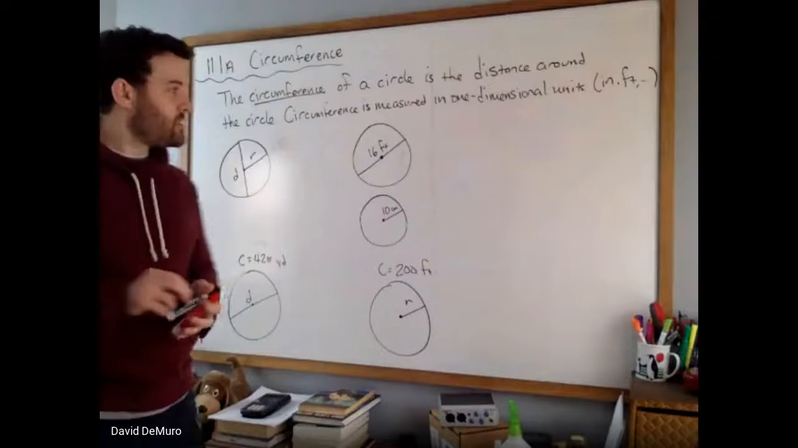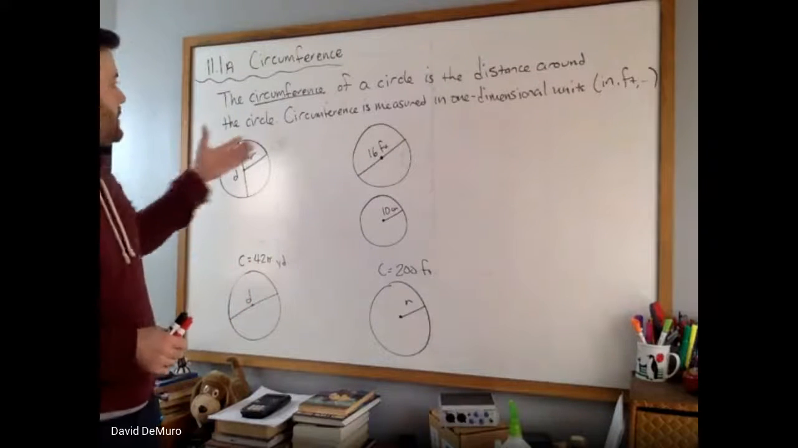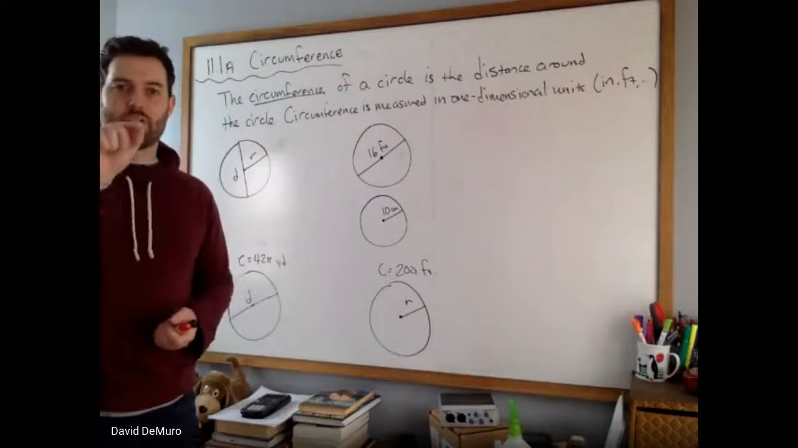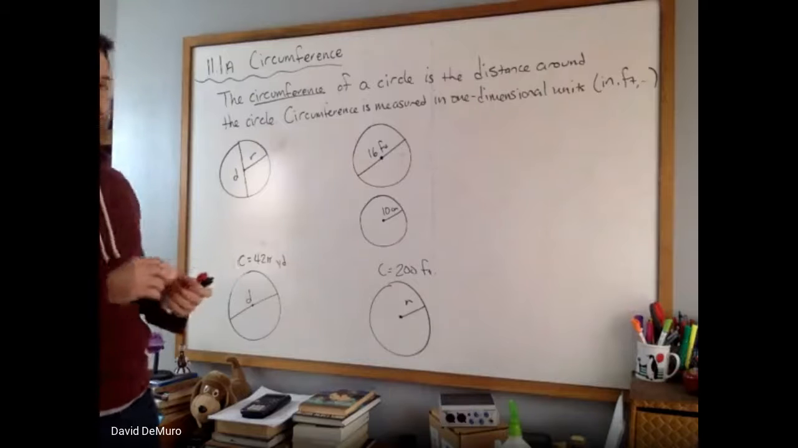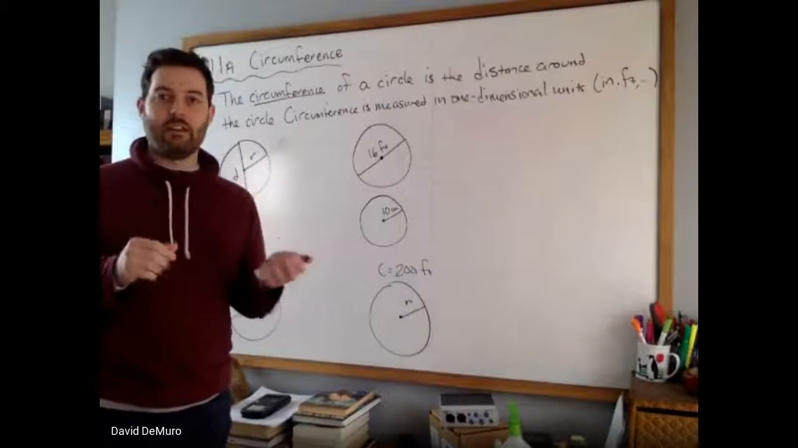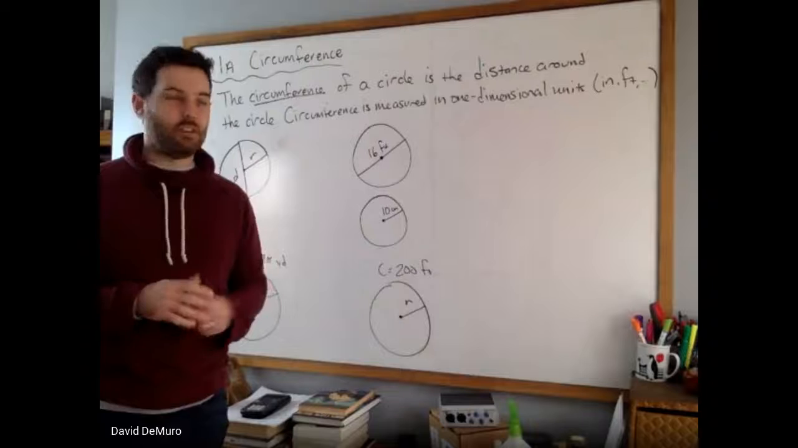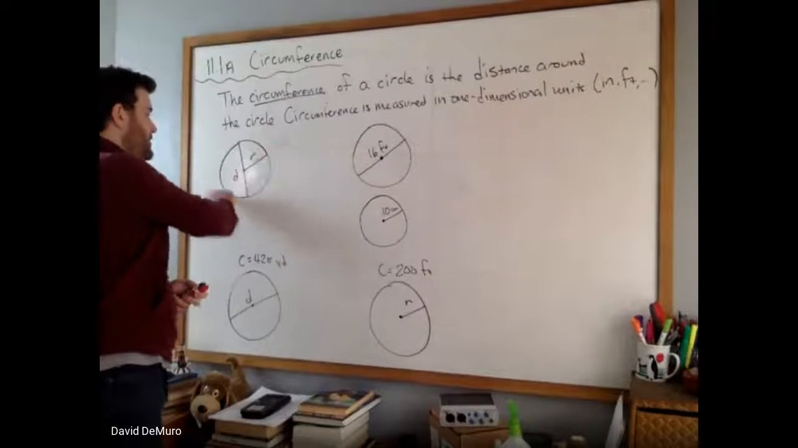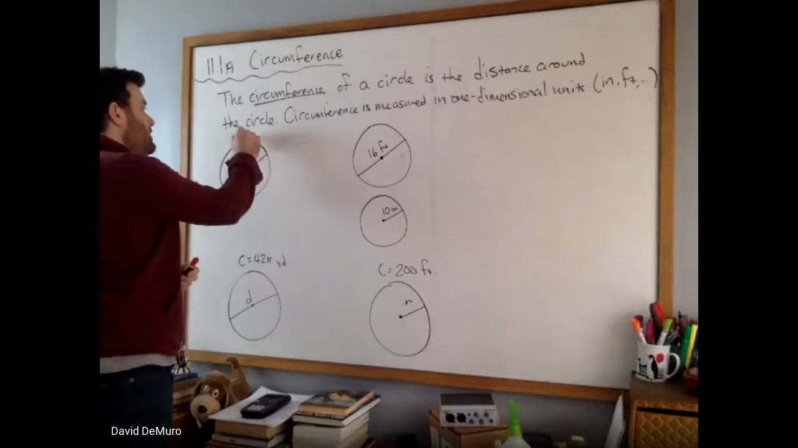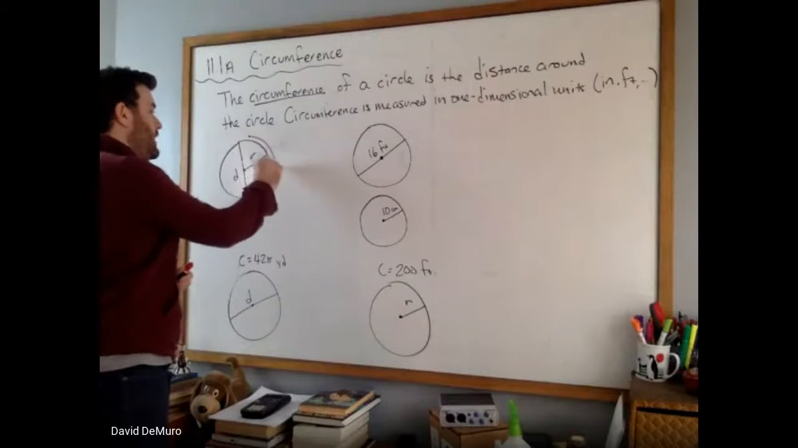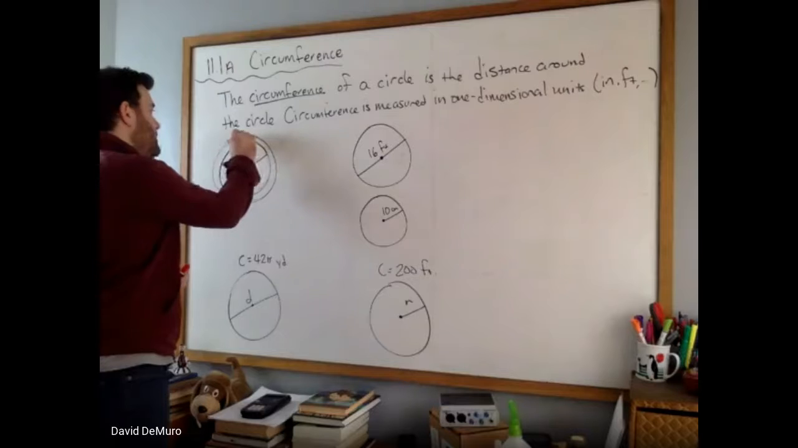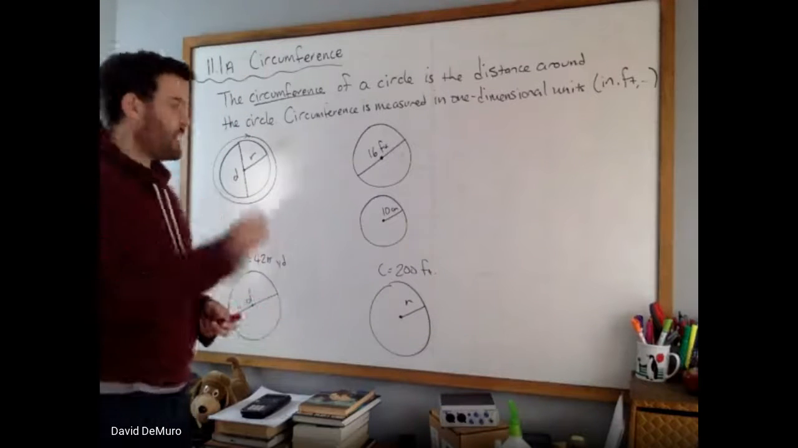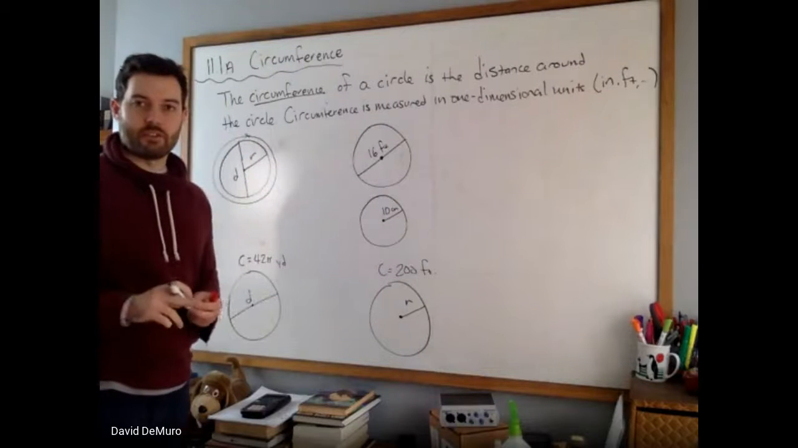So first things first, the definition is that the circumference of a circle is the distance around the outside of the circle. And because it's measuring a distance or length, it's really a one-dimensional unit like inches or feet. It's the distance around the circle. If you were to start here and walk your way around the circle to where you started, then you've walked around the circumference. So that distance that you went, that's the circumference of the circle.